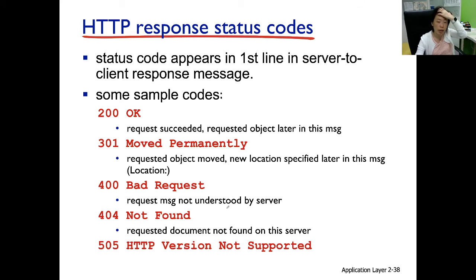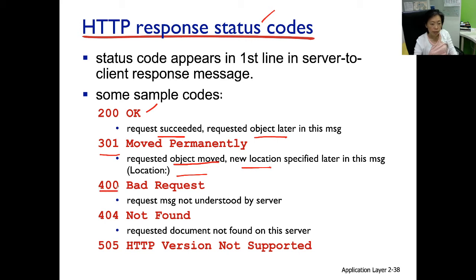Next is just to share a bit more. HTTP response messages have status codes. We've seen earlier in the example 200 OK. This is saying the request is successful, and the object is embedded. 301 means the server is saying the object has moved to a new location specified later in this message. So sometimes when you run into a message like this, you see, oh, click here. That's going to take you somewhere else. It's a redirecting link.